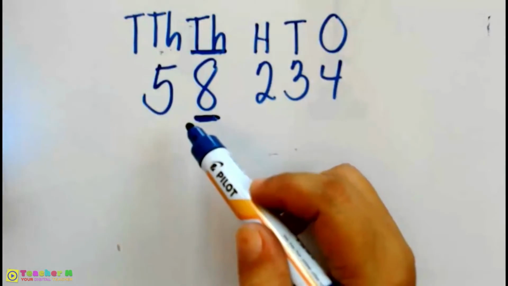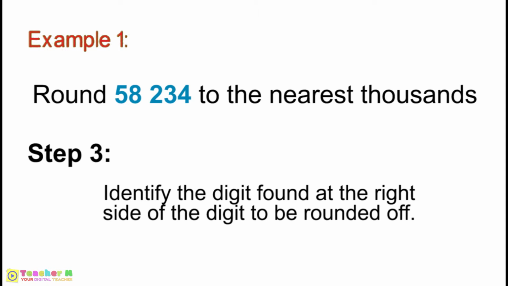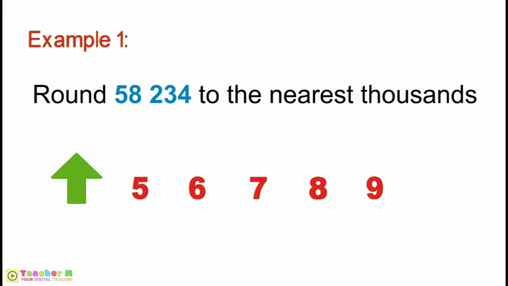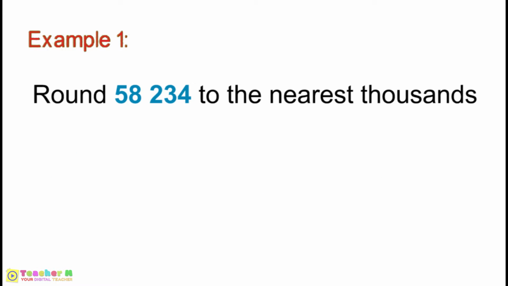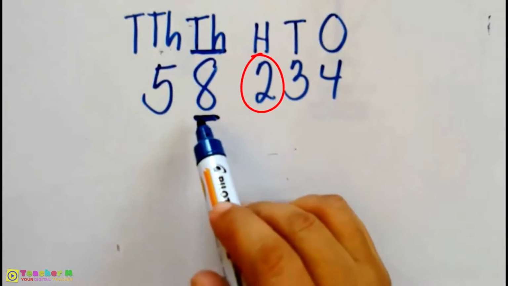Okay? After identifying the digit to be rounded off, let's do step 3, which is to identify the digit found at the right side of the digit to be rounded off. And always remember that if the digit to be rounded off is followed by 5, 6, 7, 8, or 9, round up. And if the digit to be rounded off is followed by 4, 3, 2, 1, or 0, round down. What digit is found at the right side of 8 here?